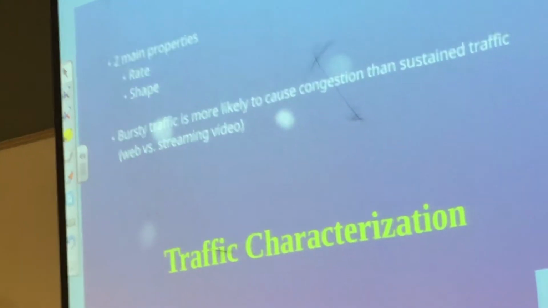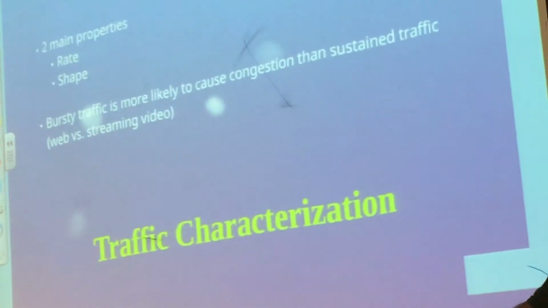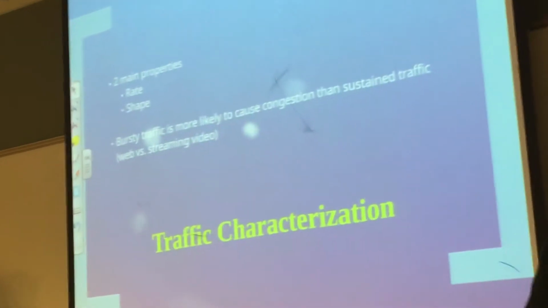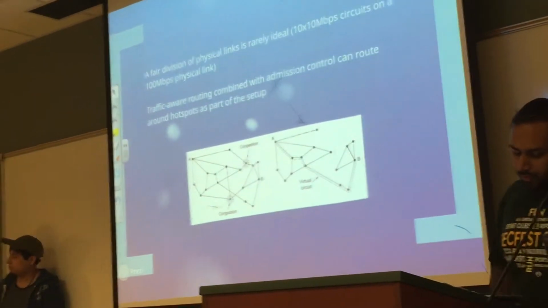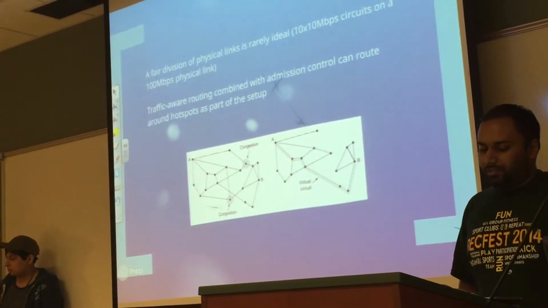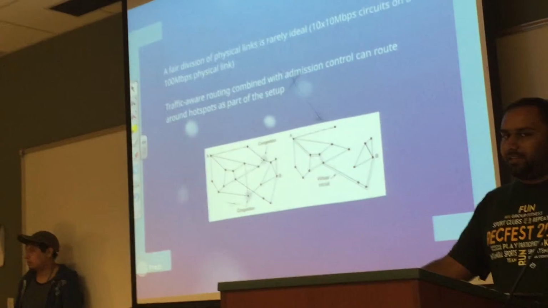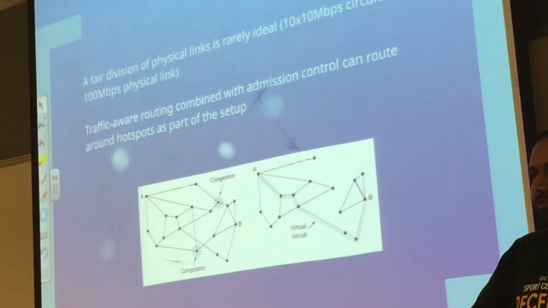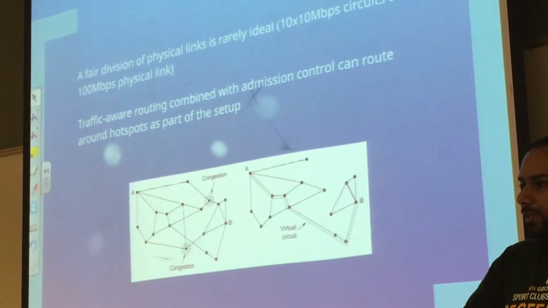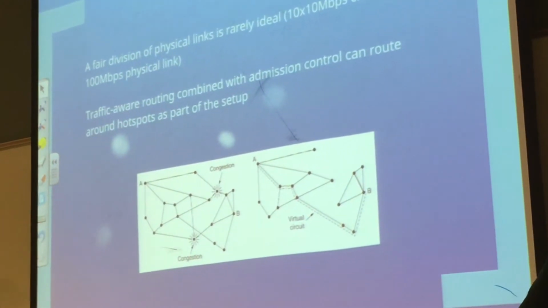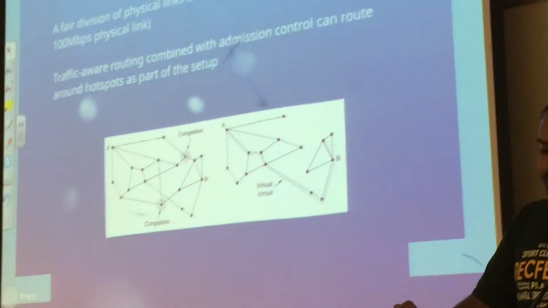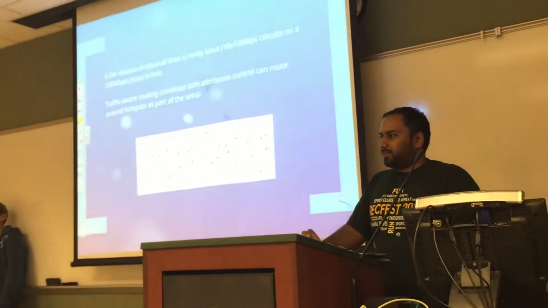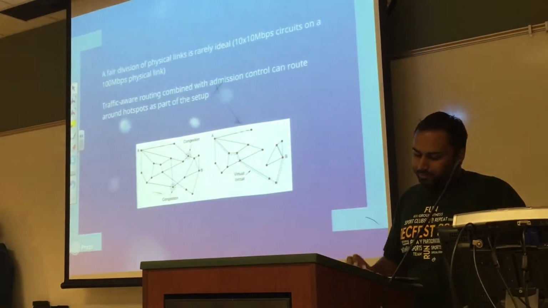The second example is video, which is a higher rate traffic, which means that you have a large amount of data being sent over a large amount of time. In terms of division for virtual circuits, a fair division is really ideal. We don't want to have a 100 megabit circuit be divided into equal 10 megabit parts. In order to figure out which circuits can be bigger, we do traffic aware routing, which means we look at the traffic that's being sent over the circuits and we adjust the sizes accordingly.